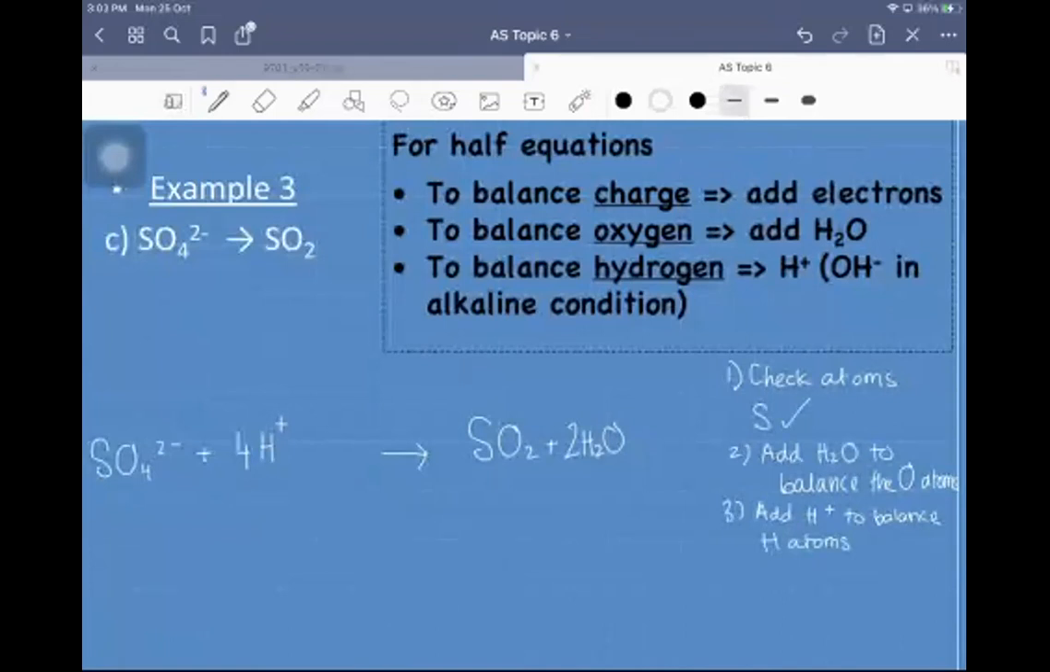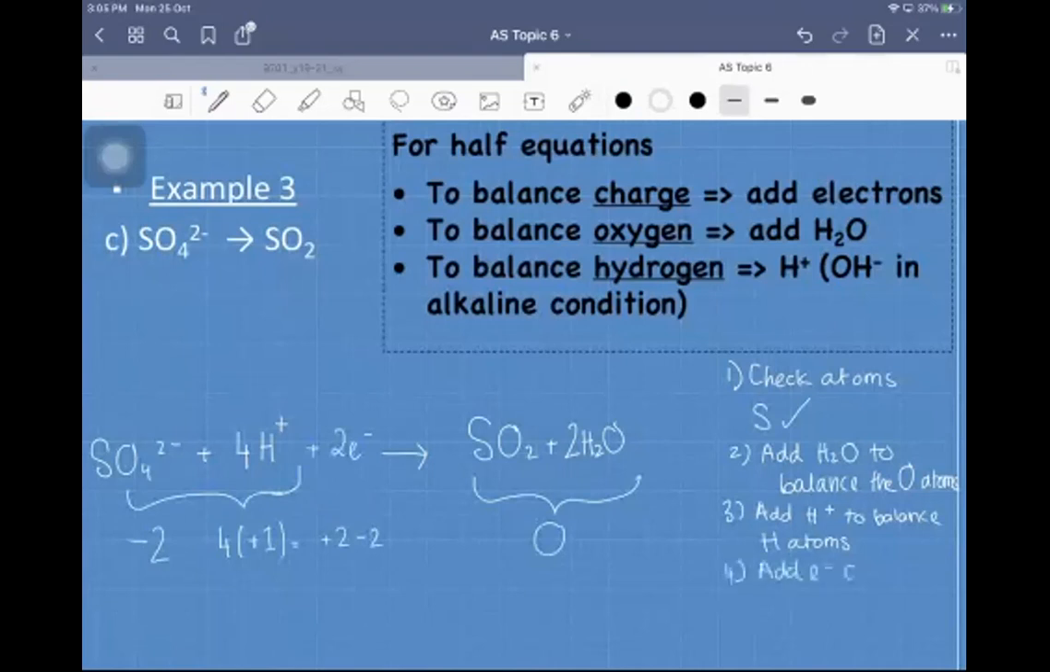Next is the charge. Looking on the left, we have -2, 4 H+. That means each hydrogen ion carries a +1 charge. But since there are 4 of them, we say it's 4 lots of +1. Next, on the right side, SO2 is neutral. H2O is also neutral. Therefore, there's 0 charge. To balance off the charge, at the moment I have -2 plus 4. So that's +2. I want to bring this down to 0. All I need to do is add 2 lots of electrons. So then it becomes 0.